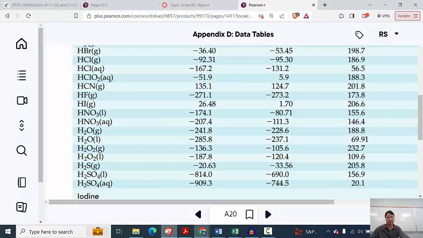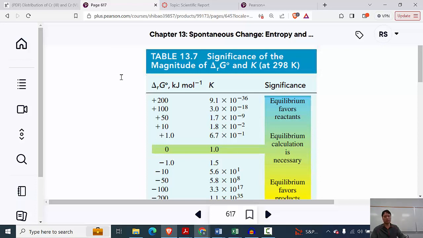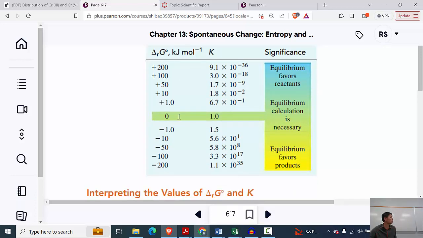Okay, what we want to be able to do is calculate delta S of the system, delta H of the system, delta G of the system, and K of the system. And then from those calculations, we could see if it's favorable or unfavorable. That is, if there's a driving force or no driving force.